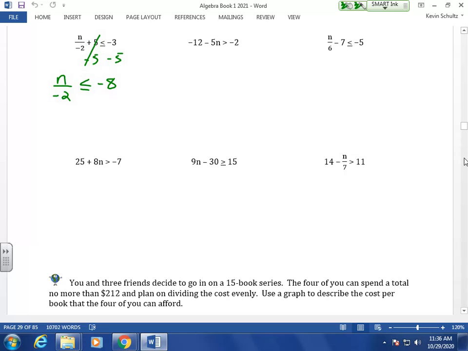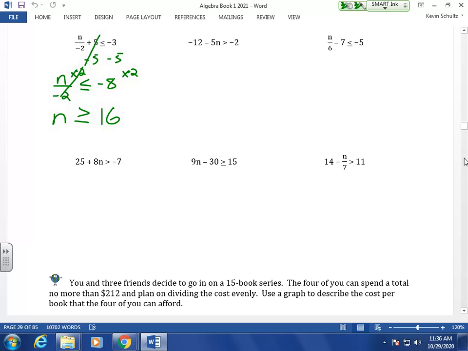Now, to undo dividing by negative 2, we're going to have to multiply by negative 2, which should send alarm bells and whistles and horns and sirens and all that sort of stuff going off in your mind because we are multiplying by negative 2, which means we need to flip our sign. Okay? So less than or equal to becomes greater than or equal to, and negative 8 times negative 2 gives us a positive 16. Because that sign changed, we have to flip our inequality symbol. Okay? And again, what?